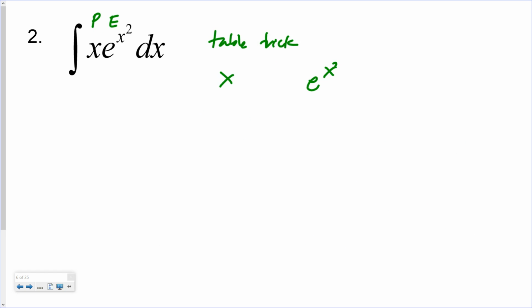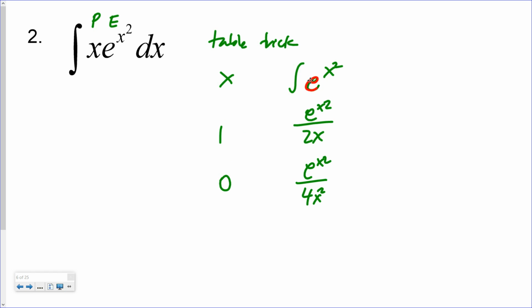On the right side, I put e^(x squared). On the left side, I take the derivative all the way down to 0. On the right side, I take the integral, okay, of this. And when I take the integral here, is this what I get? Right? You just divide by the derivative of x squared. This is actually wrong. Why is this wrong?